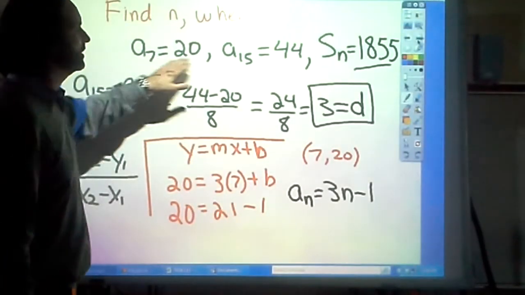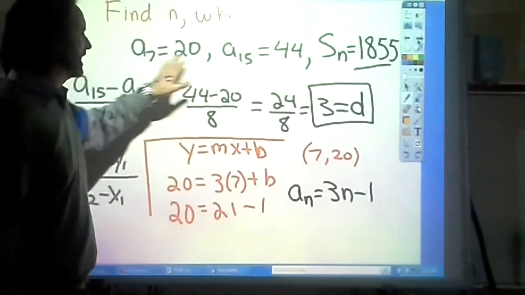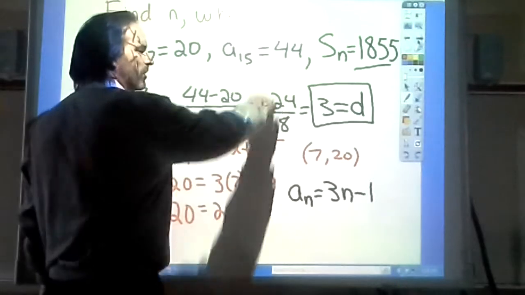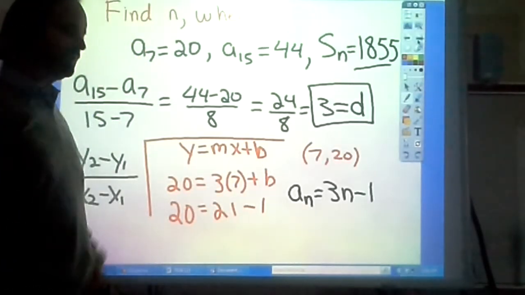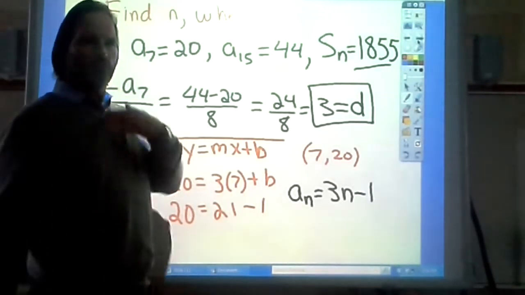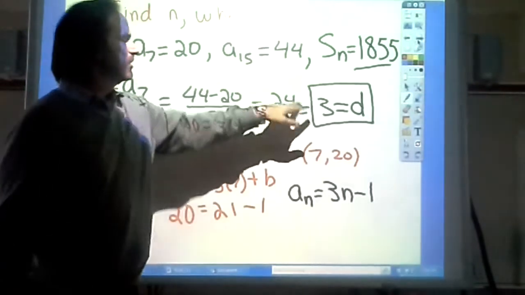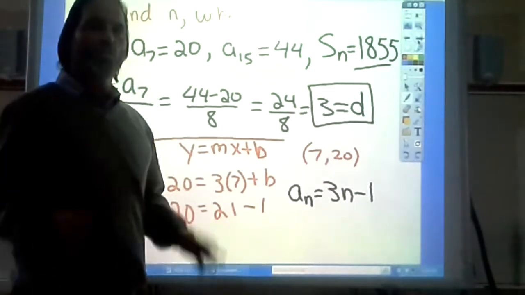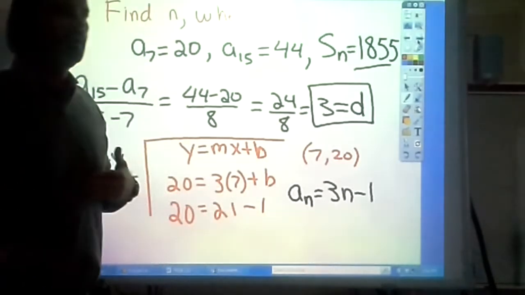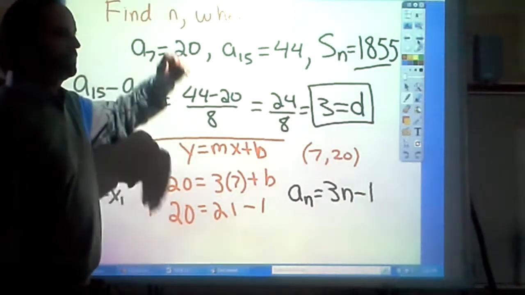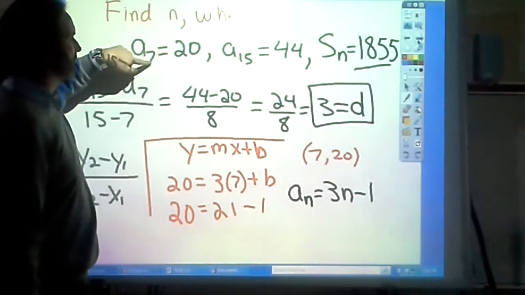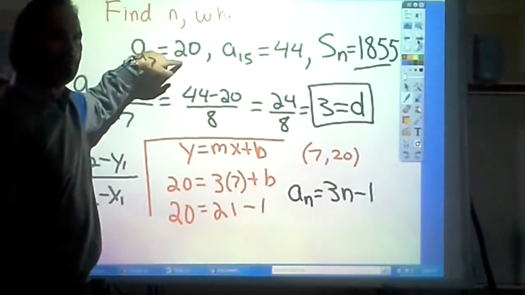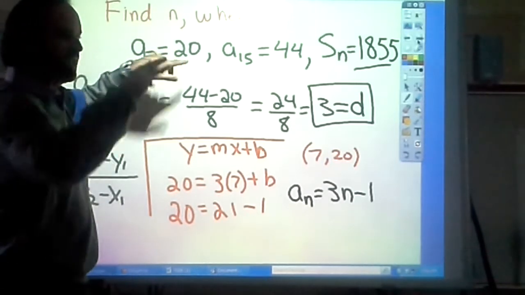I went from 7 to 15, that's 8 terms. In 8 terms, I went from 20 to 44. So I went up 24 over 8 terms, and 24 divided by 8 is 3. But I want you to realize that a sub 7 is 20. So 7 is my input and 20 is my output. We had that table.